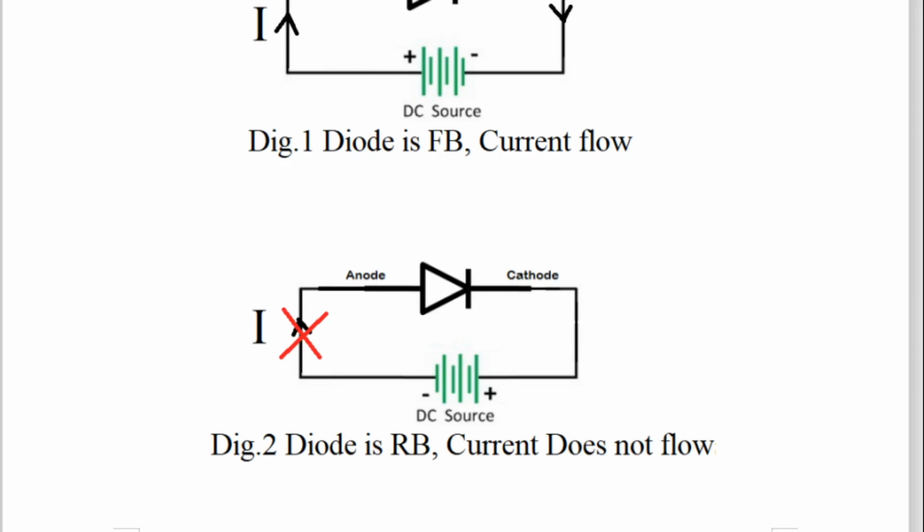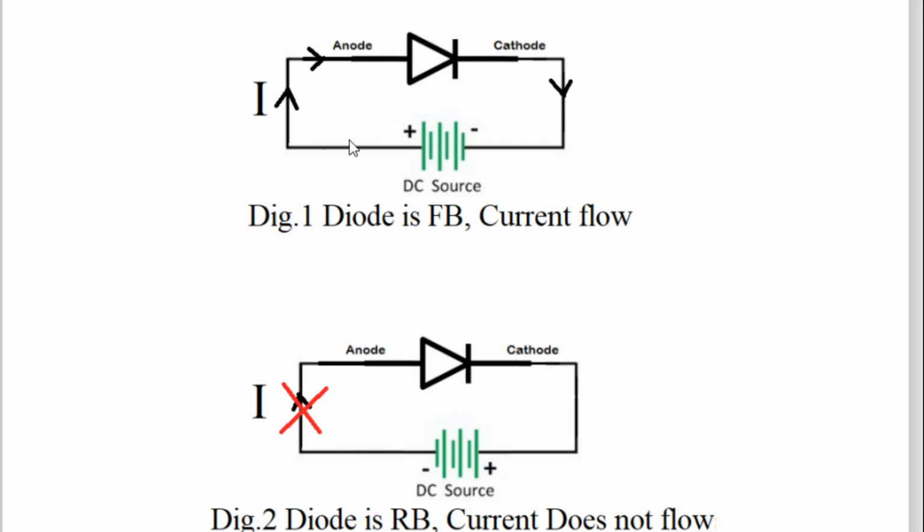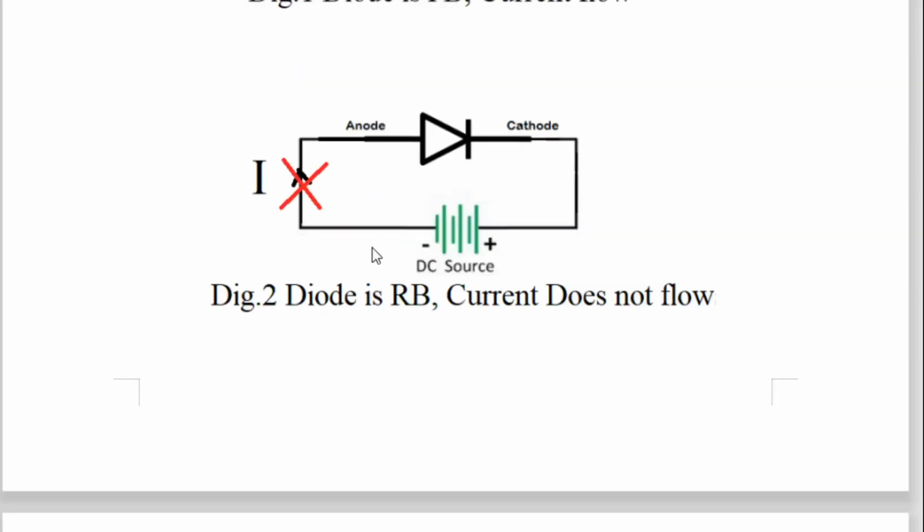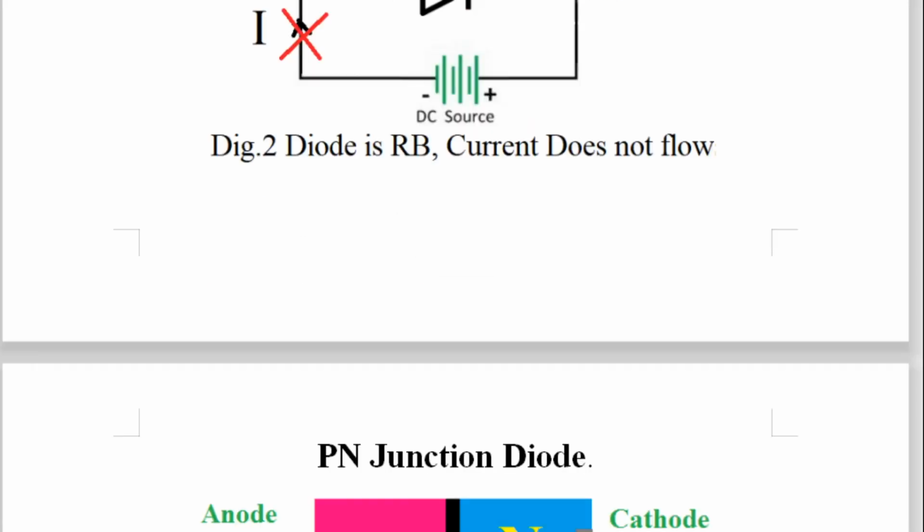How does the diode allow the current to flow? When it is forward biased, meaning the anode is connected to the positive of the battery and the cathode is connected to the negative of the battery, and this battery voltage is greater than the barrier potential voltage, also called the knee voltage, then only the diode passes the current through it, otherwise it does not pass. And in the reverse bias condition, for any applied reverse voltage between anode and cathode, the diode does not allow current to flow through it.